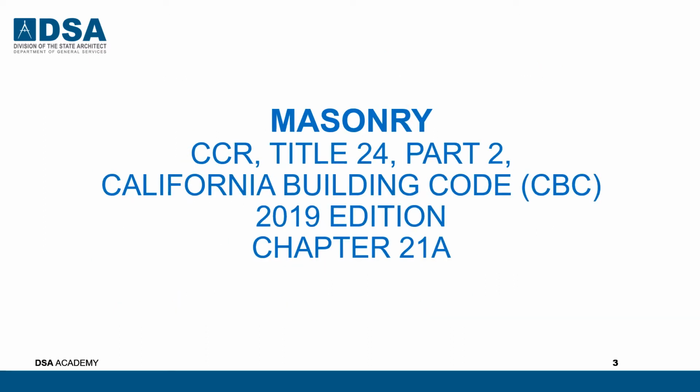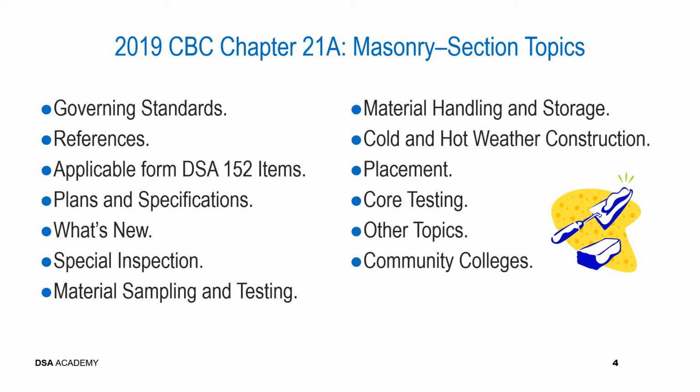Today I'll be covering the Masonry section of the California Building Code 2019 edition, Chapter 21A. Today we'll be covering 13 topics from general standards, references, applicable DSA 152s, plans and specifications, what's new, special inspection, materials and testing, handling and storage, hot and cold weather conditions, placement, core testing, other topics, and community colleges.